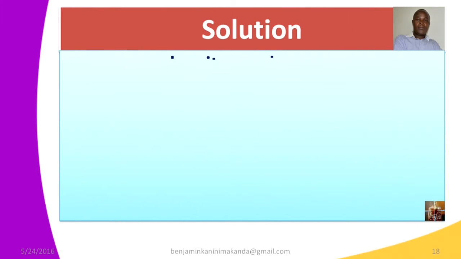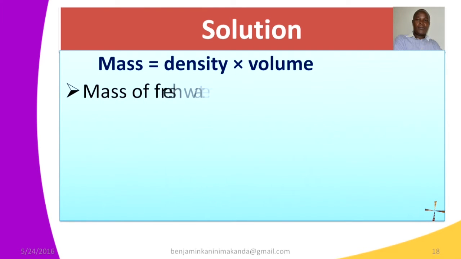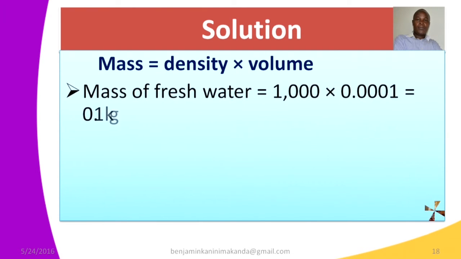Now, we start by calculating the mass. Mass is given by density multiplied by volume. I hope we discussed this. Therefore, mass of fresh water is equal to density of fresh water, which is 1000 kilograms per meters cubed, multiplied by the volume of this fresh water, which was 100 centimeters cubed. But now we are converting this into meters cubed, so we divide by 1 million to get 0.0001 meters cubed, and therefore the mass of fresh water is going to be 0.1 kilograms.